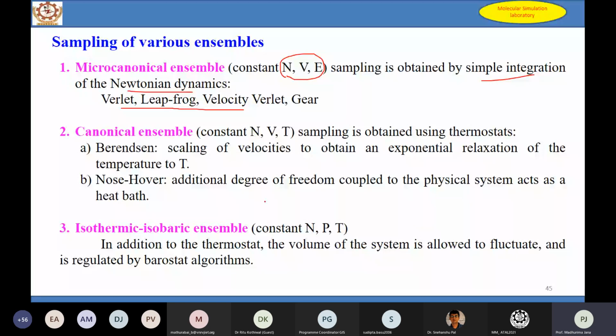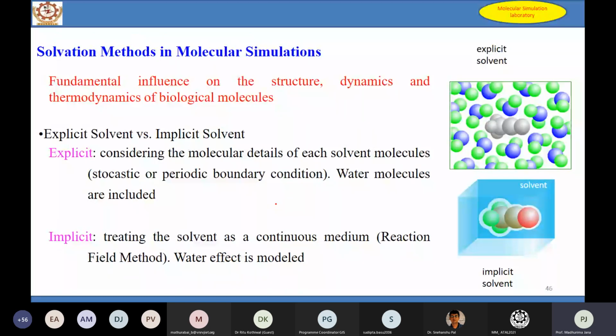So next is the solvation method in MD simulation. The fundamental influence of the solvent, as I already mentioned, is great. There are two options: we can use the explicit solvent or we can use the implicit solvent. So what is explicit solvent? Explicit solvent means water is really present in the system. Here you can see water is really present, and it is interacting with the macromolecule present in the system. So the interaction potentials are real here.